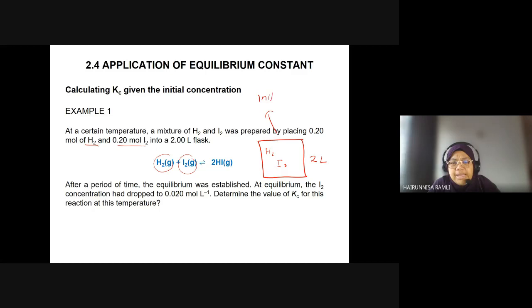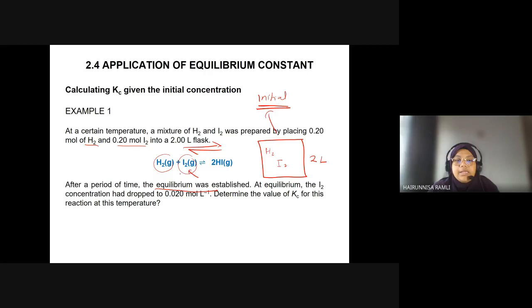Initial condition maksudnya awal-awal. So HI tak ada lagi. So you masukkan pun mol. So dia kata after a period of time, the equilibrium was established. Equilibrium maksudnya dia akan produce HI, tapi dalam masa yang sama HI ni pun boleh patah balik ke arah reactant lah. Okay. At equilibrium, the iodine concentration had dropped to 0.02 mol.